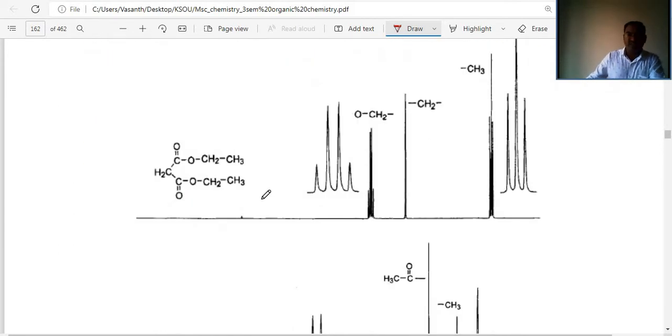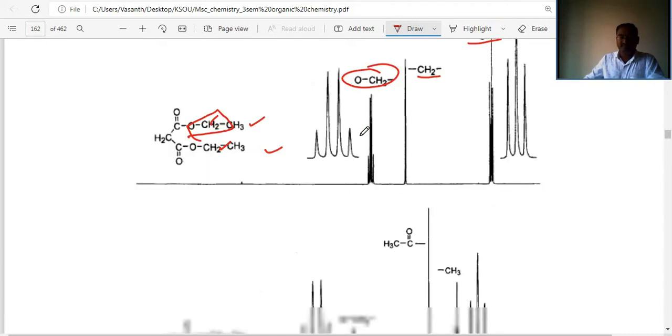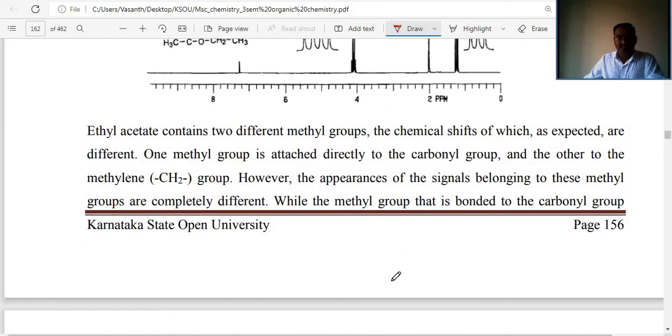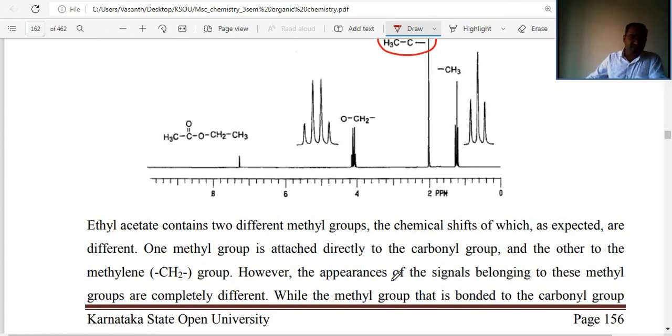This is ethyl acetate. Not ethyl acetate. CH3 is common, this one. CH3 is common, this one. This CH3 is attached with O. That is this one. And CO. Just consider these three examples.